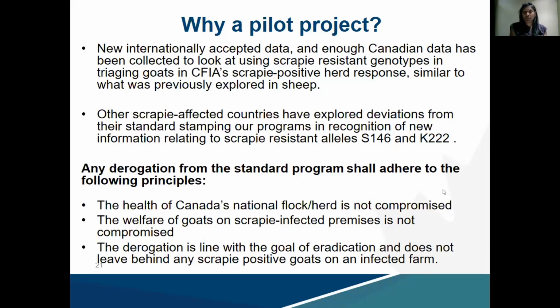So any derogation, which means any deviation from our standard program, which is the current total herd destruction, would adhere to these following principles. That the health of our national flock is not compromised. So we have to remember, first and foremost, our goal is to eradicate scrapie in Canada. So we do not want to leave infected animals or infected farms behind. The welfare of goats on scrapie infected premises must not be compromised. And again, it comes back to us being confident that the actions we take are still in line with the goal of eradication, and we don't leave behind any infected animals or farms.